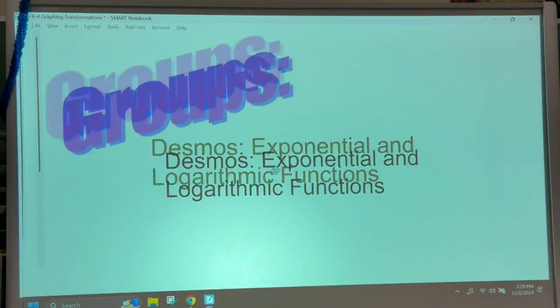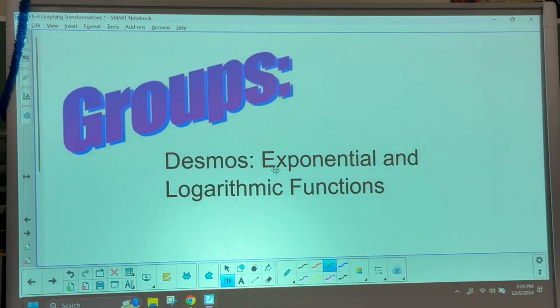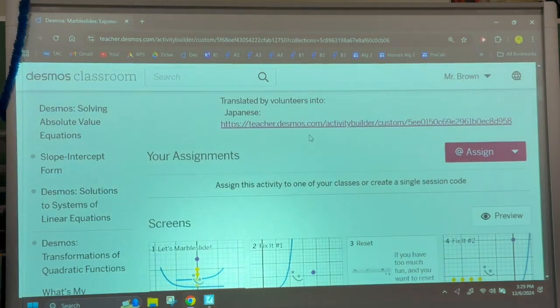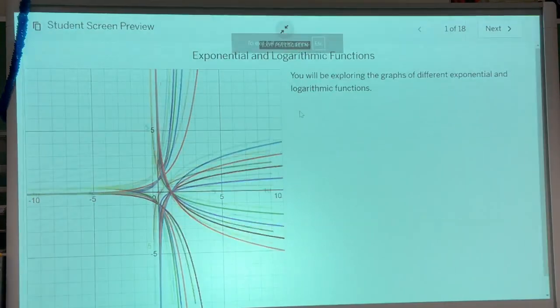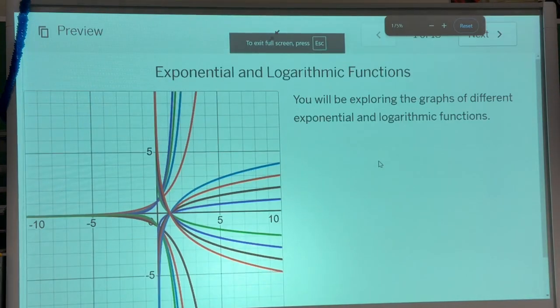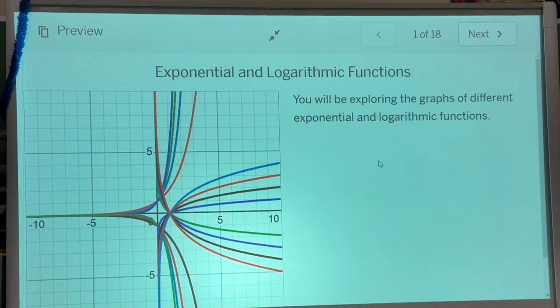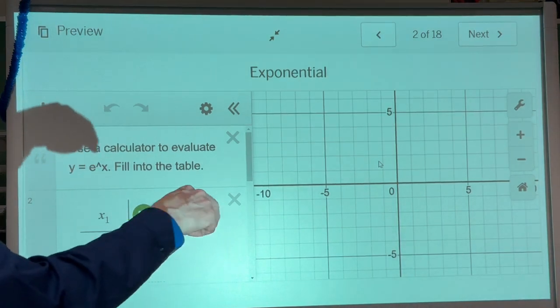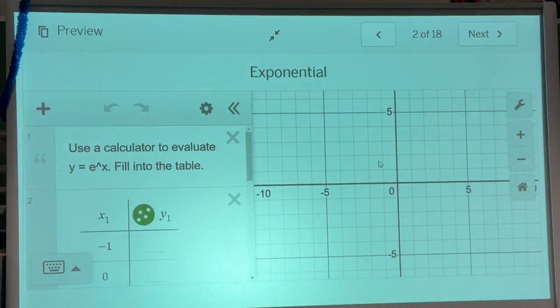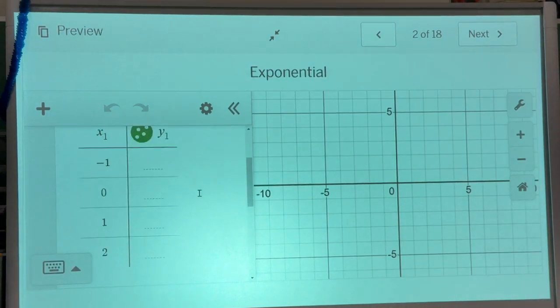All right, welcome back. The last thing that you're going to look at is a Desmos activity on exponential and logarithmic functions. If you're going to work with a partner, of course, you would put both of your names in. Here's how it goes. You'll be exploring the graphs of different exponential and logarithmic functions, like all of these. Use a calculator to evaluate e to the x. Fill in the table. So this is kind of what we just did, right?